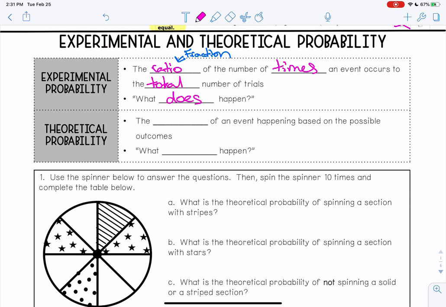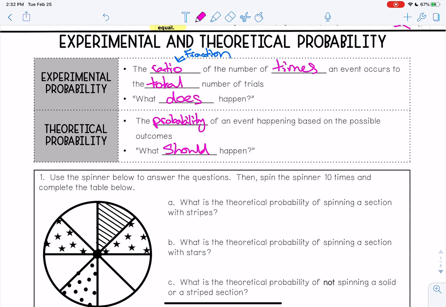Theoretical probability is the probability of an event happening based on the possible outcomes. It's what should happen. Okay, so theoretical and experimental. Experimental is what does happen. Theoretical is what should happen. So what do we mean?